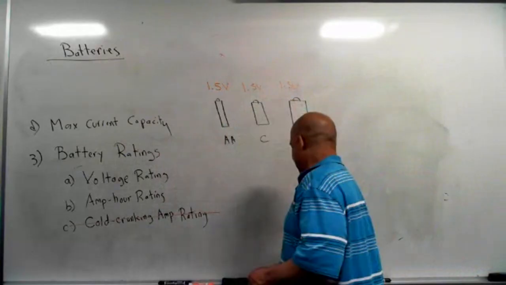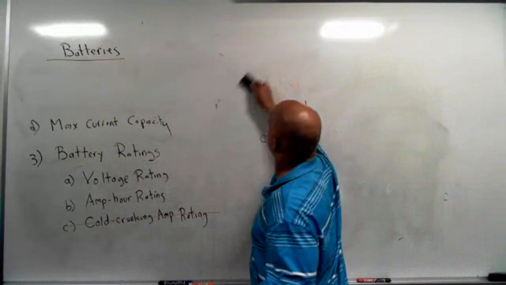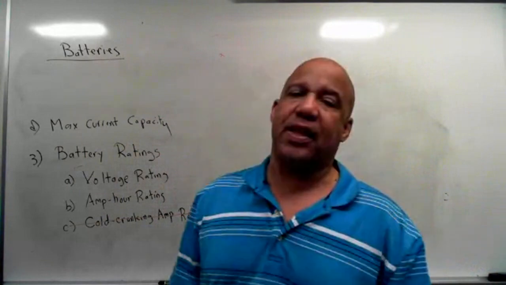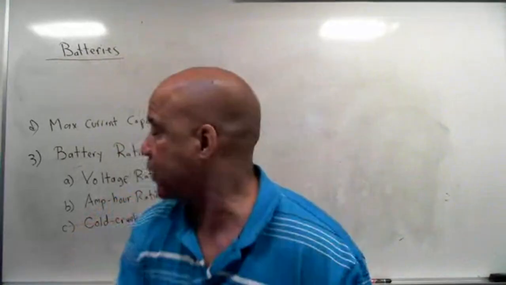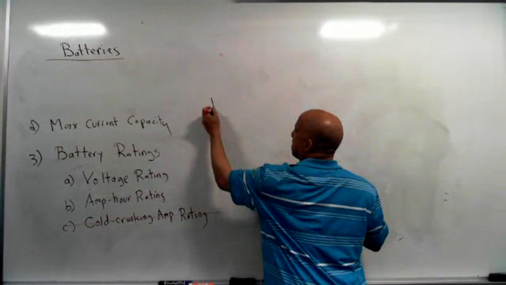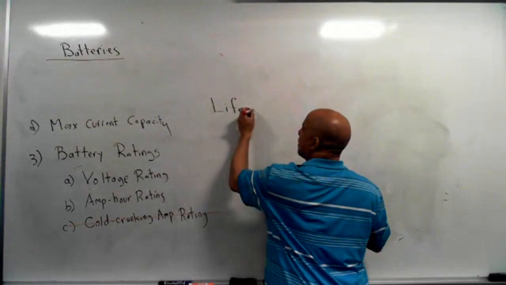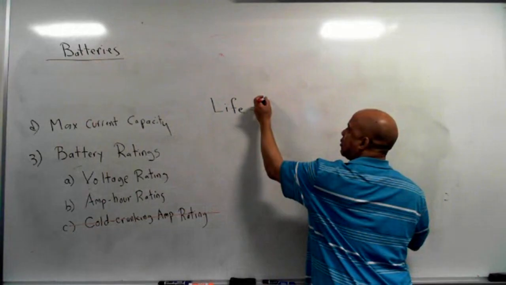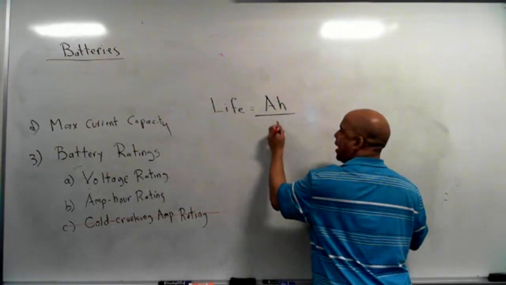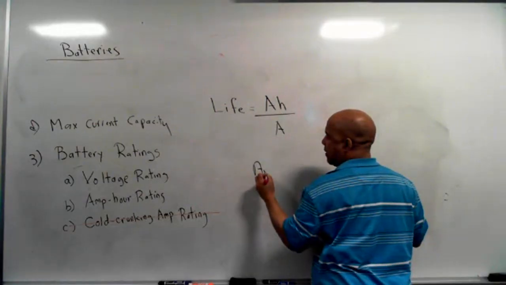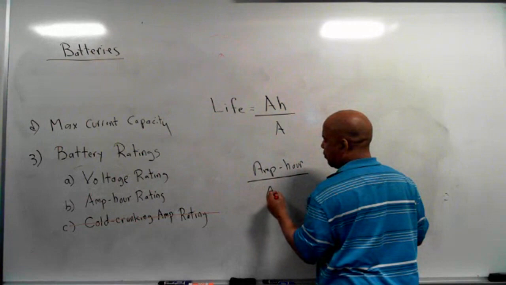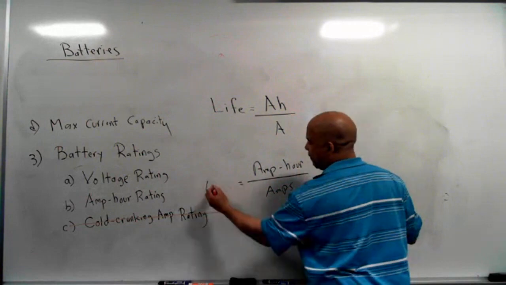So the amp hour rating is a number that they assign to a battery. And with that number, you can calculate the life of a battery. It works like this. The life of a battery would equal, the way they write the equation, the rating called the amp hour rating divided by the amps. So it's the amp hour rating over the current drawn, the amps drawn. That gives you the life of the battery.